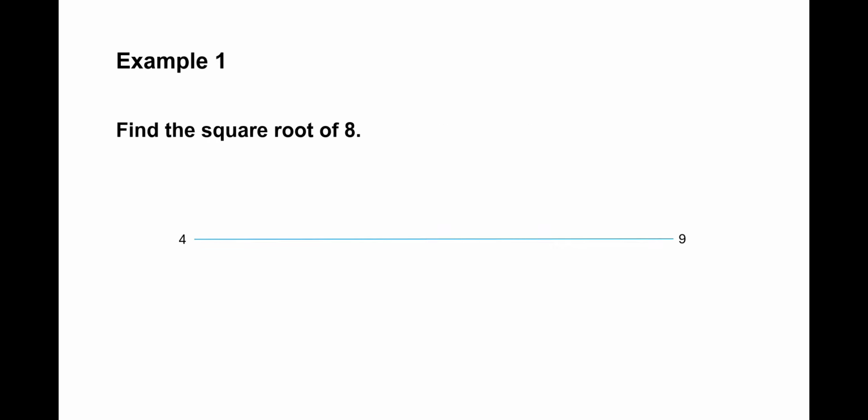Example 1. Find the square root of 8. The left side of a number line is 4. Select 4 on a piece of paper. Okay, so we're taking notes. Take some notes during this video. The left side is 4.